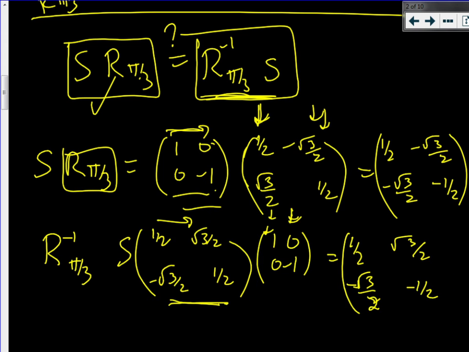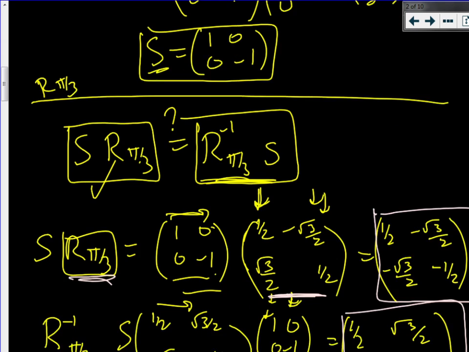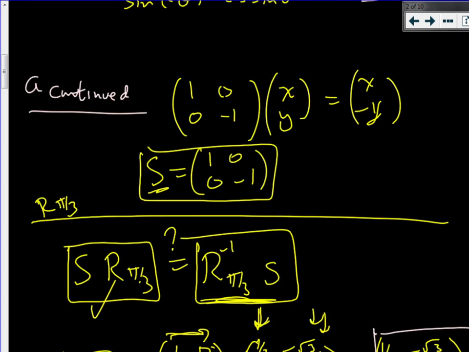And we definitely have a problem because, in fact, the two answers are not equal. So let us see which one I copied down wrong. Either this is not our inverse, or this above is not R pi over 3. So I'm pretty sure that that's R pi over 3.